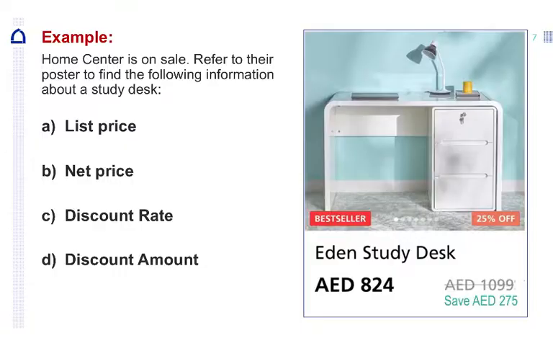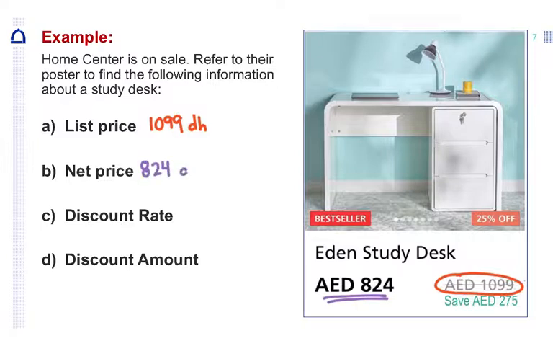So let's look at this advertisement, and it has all kinds of numbers on it, and we will figure out which one is the list price, net price, discount rate, and discount amount. So first we'll look at list price. Remember, list price is the expensive price. So the one that's crossed out, that's the expensive price, the catalog price it's also called. Okay, the net price is the cheaper price that someone may pay. So that would be $8.24.